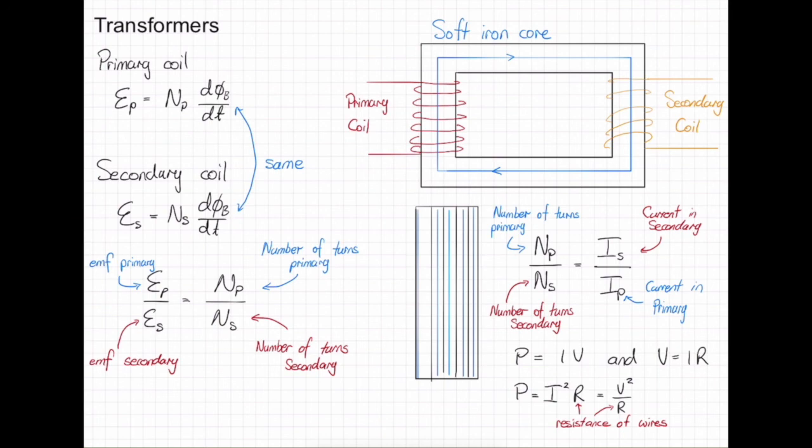In summary, we've talked about the composition of a transformer, its primary and secondary coils. We've looked at how the EMF and the number of turns are related. We've also looked at the relationship between the number of turns and the current flowing through. We've also talked about how having a higher voltage and a lower current for power transmission is going to help limit the amount of power loss.